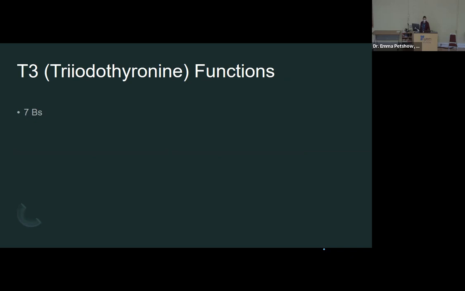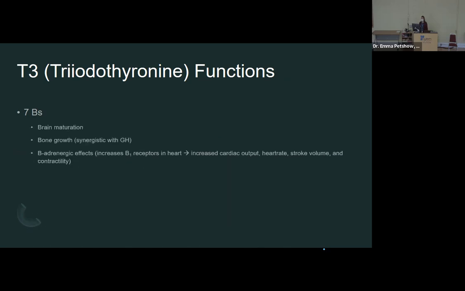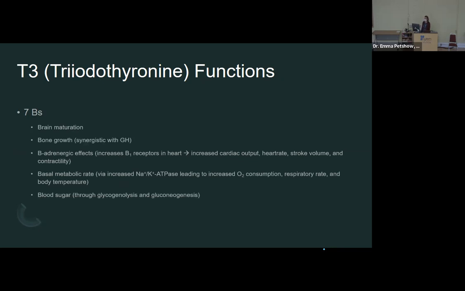So what are some of the functions? You can think of the functions as the 7 Bs of T3, triiodothyronine. So brain maturation, bone growth, beta adrenergic effects, basal metabolic rate, blood sugar, breakdown of lipids, and babies by stimulating surfactant synthesis. So these are all of your thyroid functions. They do a lot. When in doubt, the thyroid's probably doing something, right? T3 is probably affecting something.